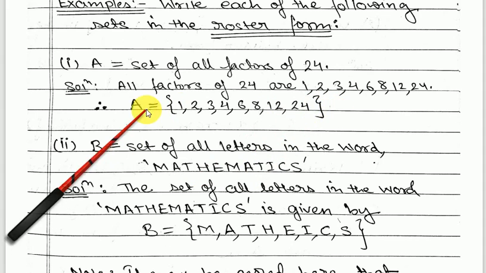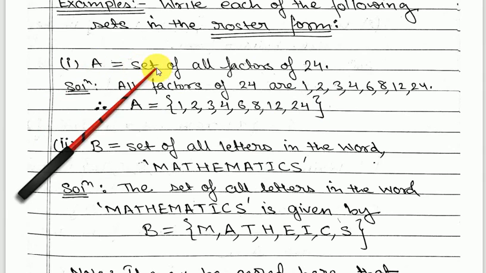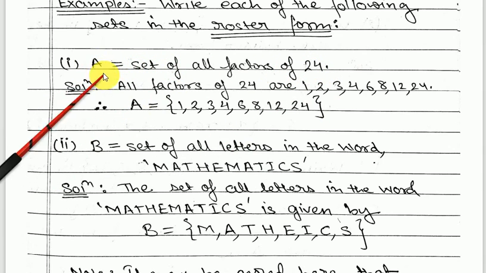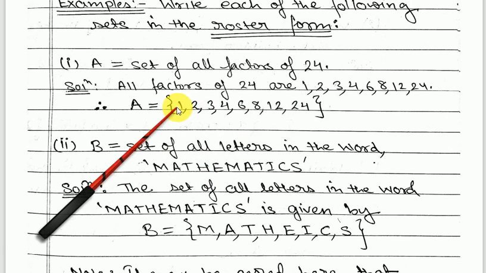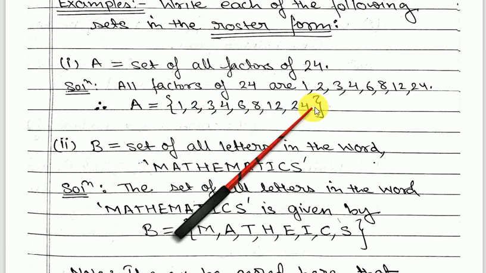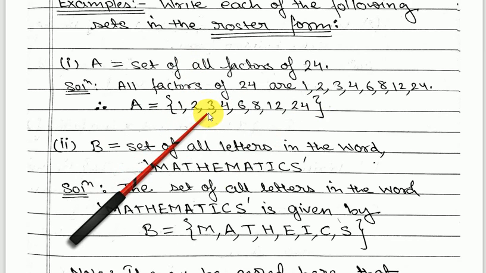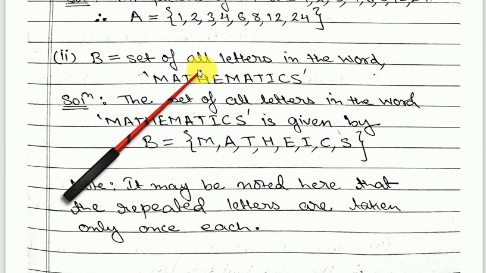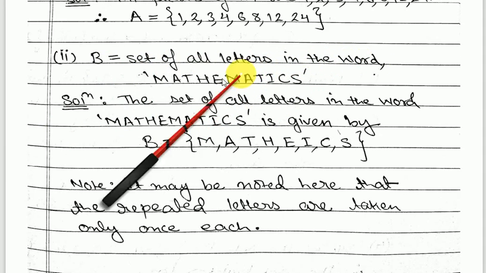So this was the set that we had got: A, the set of all factors of 24, and in roster form this set is written in this manner. Here you can see that you are writing each and every element separated by commas for this set. So this is called roster form. Next is set B, which is the set of all letters in the word mathematics.